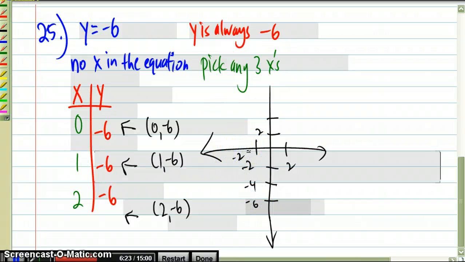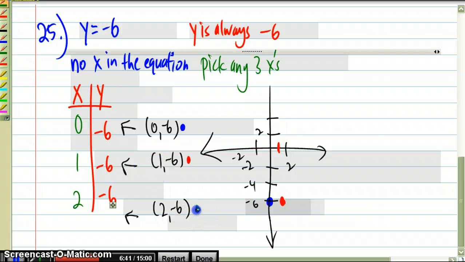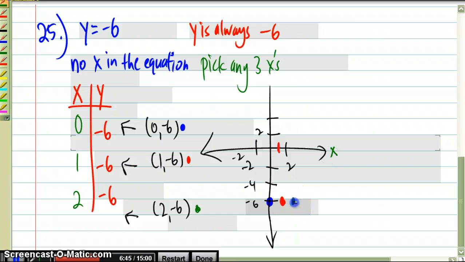-2. So I'm going to take 0 and go down to -6. That's the first dot, this one. Then I'm going to do the second one, (1, -6). 1 hits here, and -6 is down here. And the last one, I'm going to do (2, -6). So 2 is here for my x, -6 is down here.